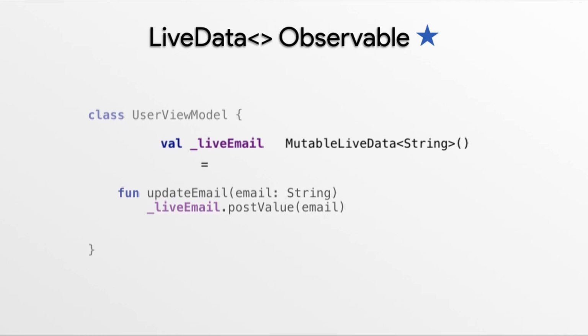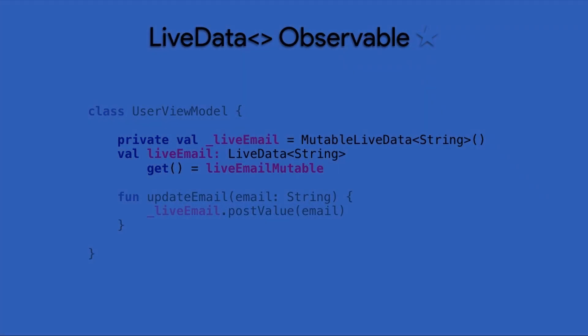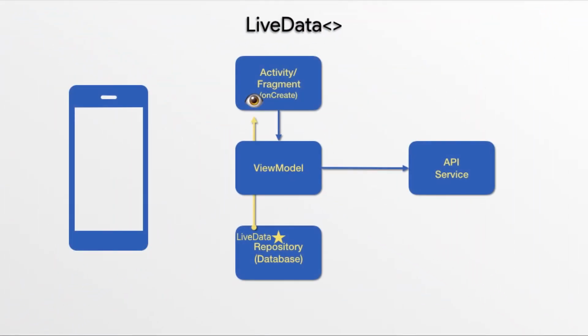You say the live email with the underscore in the front, because it's private, it's mutable. You can post values to it. But the one that you're observing from the outside, from your activity or your fragment, that is just a LiveData object that is cast from your mutable live data to a LiveData. So it's no longer mutable. Kind of simple-ish. And that's pretty much it.